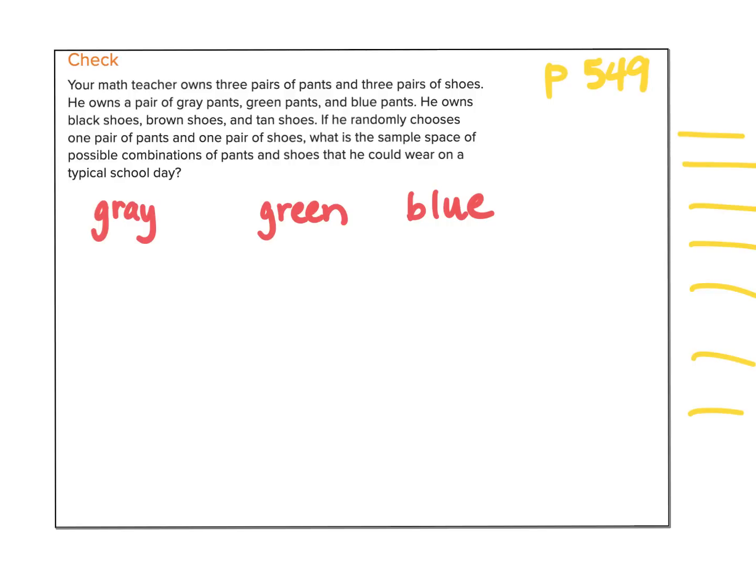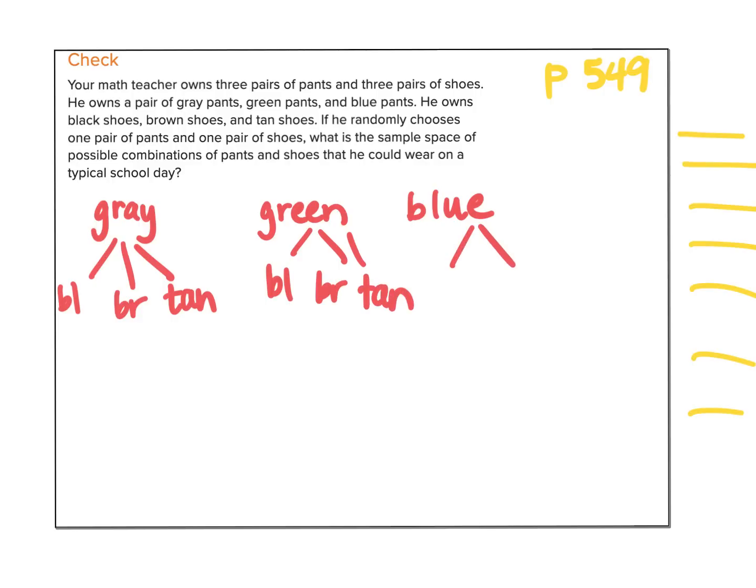Okay, now I'm gonna draw my tree diagram going down just so you guys can see what it could look like. After his pants, he has 3 options for shoes. He can do black shoes, he can do brown shoes, or tan. I'm just abbreviating. Same thing for green. He can do black, brown, or tan. And then with his blue pants, he can wear black, brown, or tan. So total, if you just count this bottom row, there are 1, 2, 3, 4, 5, 6, 7, 8, 9 total options.